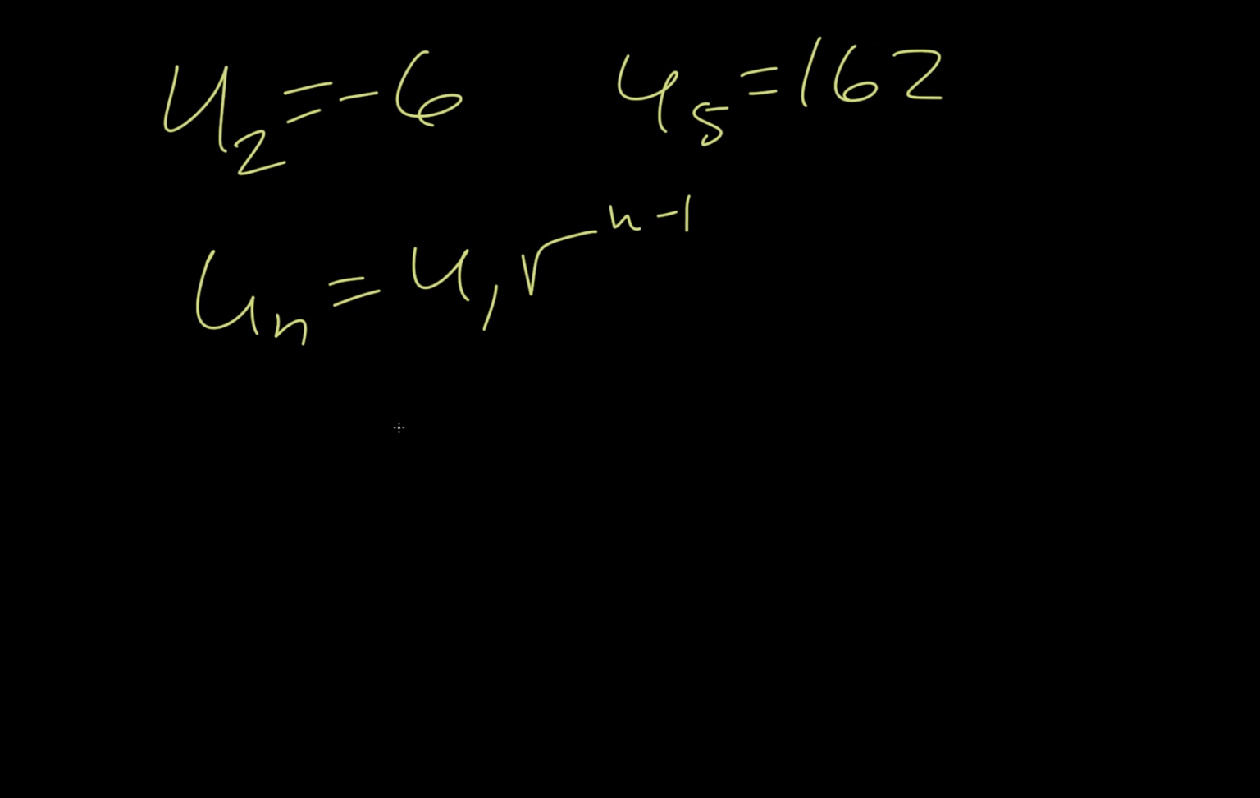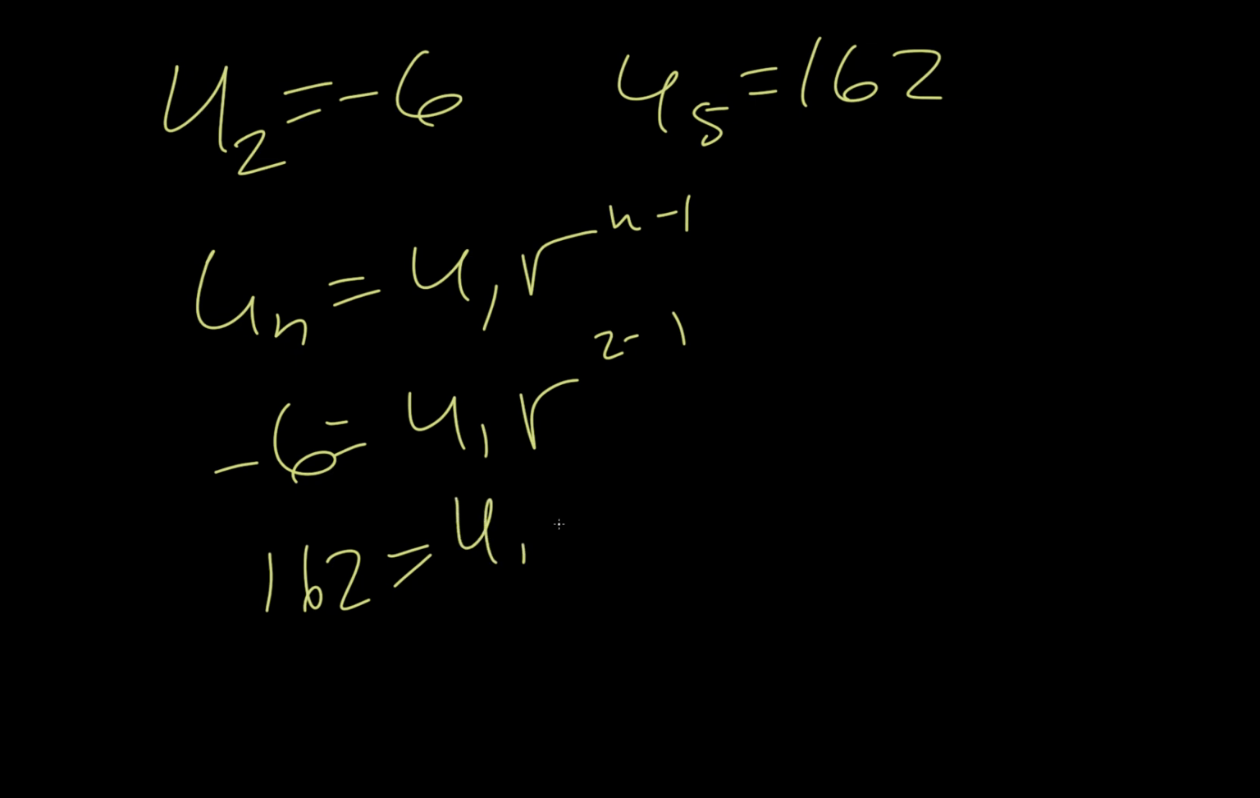All right. So once again, this is similar. We did a similar problem when we were talking about arithmetic sequences. So we're just going to set up u_2 equals u_1 r, and then we know our n is 2 for this one, so 2 minus 1. But instead of writing u_2, we will write the value for u_2, which was negative 6. Do the same thing here. We're going to write 162. We don't know u_1, we don't know r, but we know that our n is 5, so 5 minus 1.